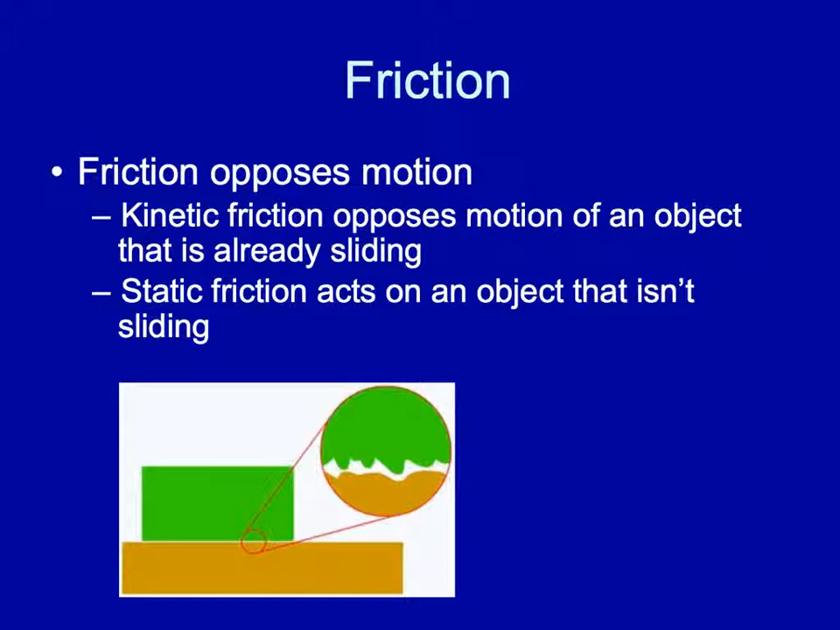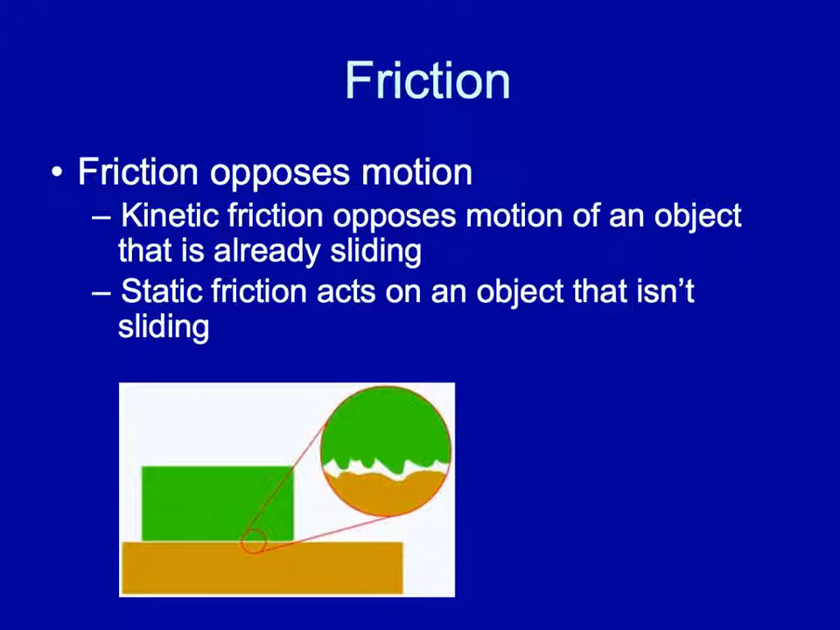Now, the key thing to understand is friction opposes motion. There has to be motion or an attempt at motion in order for there to be friction. Now, there's two different types. There's kinetic friction. Kinetic means moving, so we're talking about the friction in something that's already moving. And then we also have static friction, which is the friction in something that isn't moving. It's the reason that when you first push something, it's harder to get it going than to keep it going.